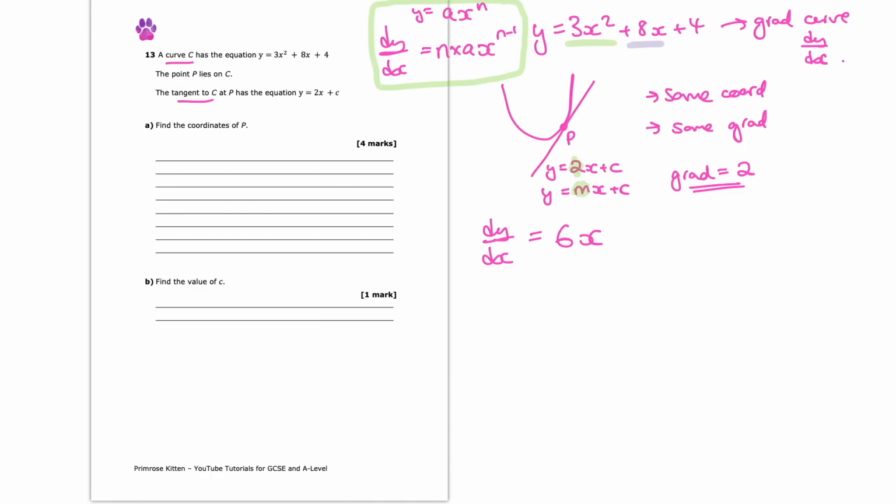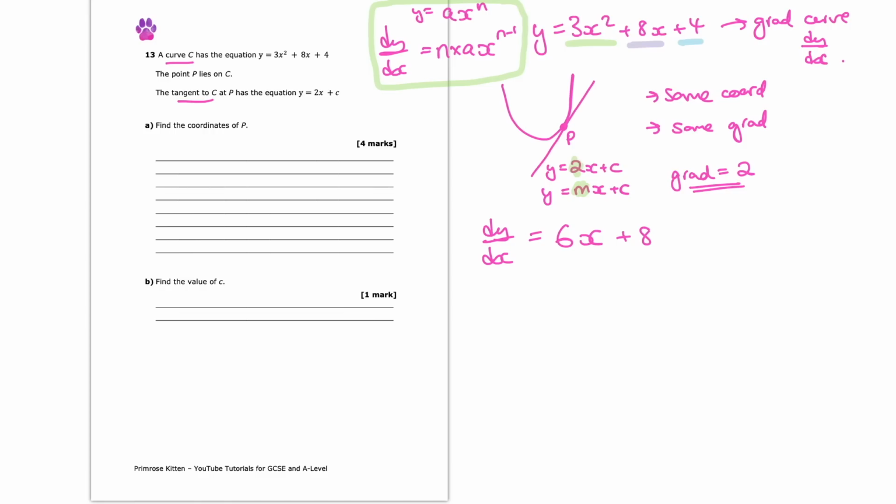And then if we take 1 away from the power of 1, we get to the power of 0, which just cancels out. Anything to the power of 0 is just equal to 1. So we just get plus 8. And the final term there, which is plus 4, we just need to remember that constants differentiate to make 0. Okay? So the differential of the curve gives us its gradient.